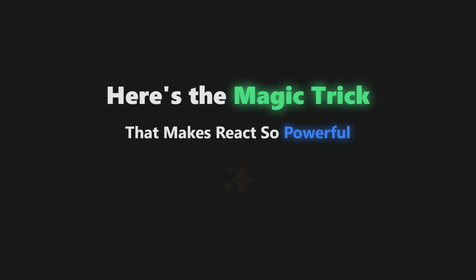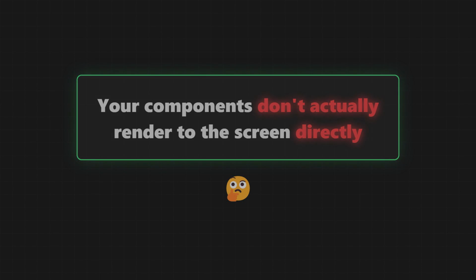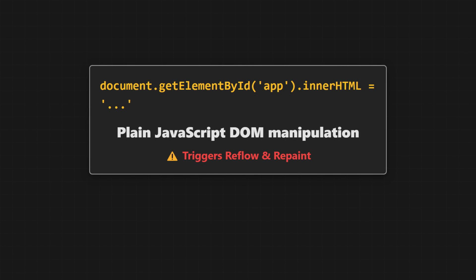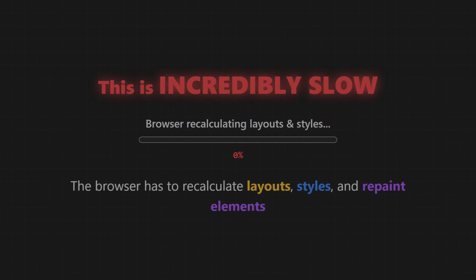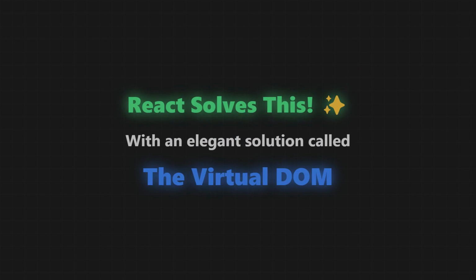Here's the magic trick that makes React so powerful. Your components don't actually render to the screen directly. When you work with plain JavaScript and manipulate the DOM, every single change triggers what's called a reflow and repaint in the browser. This is incredibly slow and expensive because the browser has to recalculate layouts, styles, and repaint elements.